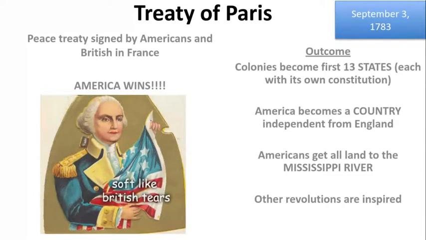All that land that the British had gained from the French in the French and Indian War, we got most of it. The British kept Canada, thank goodness, because nobody wants Canada. We got all the stuff from the Great Lakes down to the Gulf of Mexico, from the Atlantic Ocean all the way to the Mississippi River, and we were a free and independent country recognized by everyone on earth. America, or as some people like to say, America.